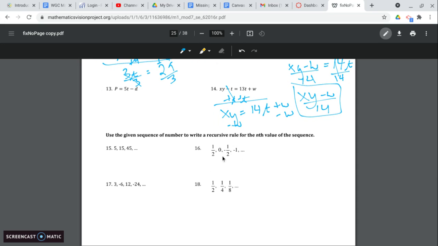Our last section: how do we go from 5 to 15 to 45? What's the rule? We're multiplying by 3. So now equals previous times 3. How do we go from a half to a fourth to an eighth? Now equals previous times 1/2.